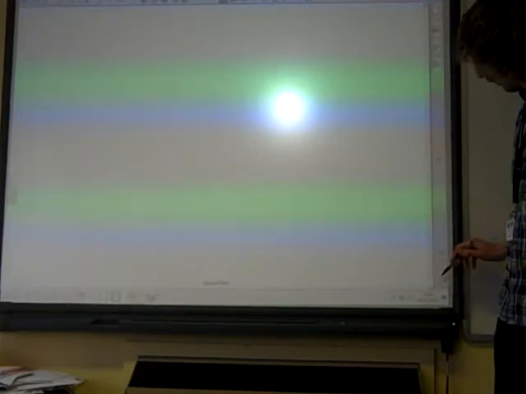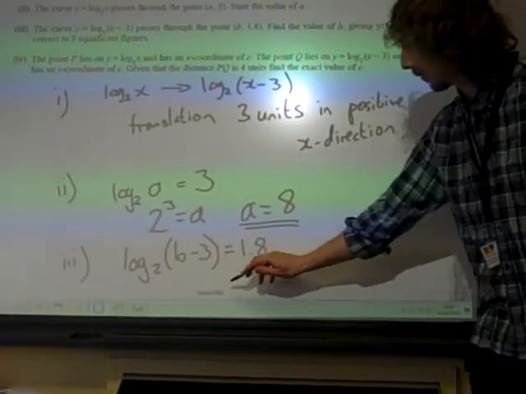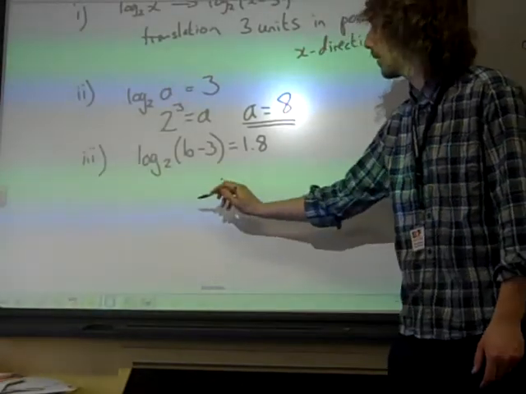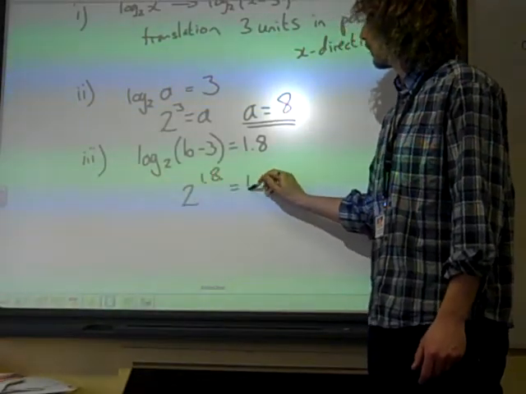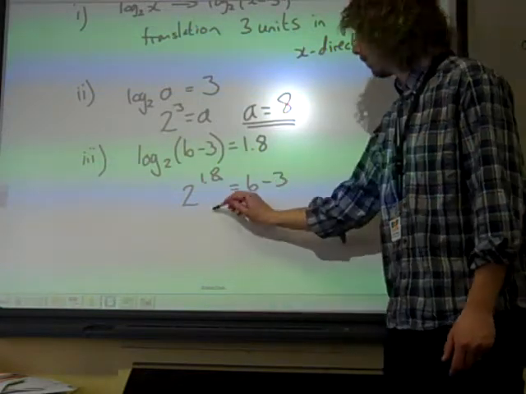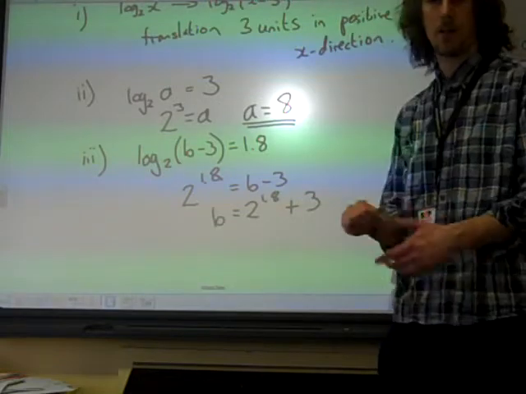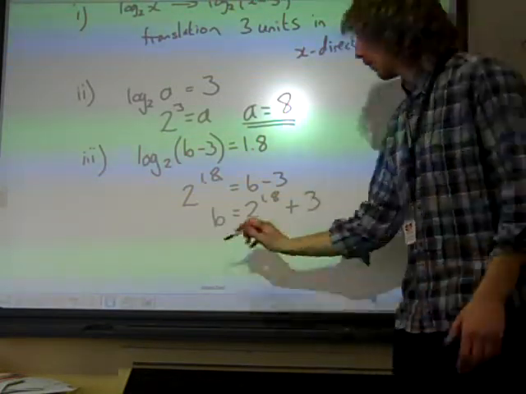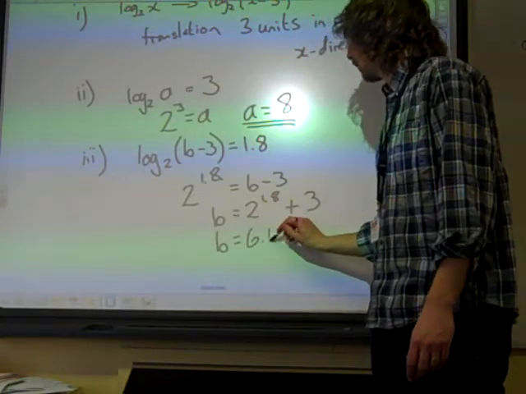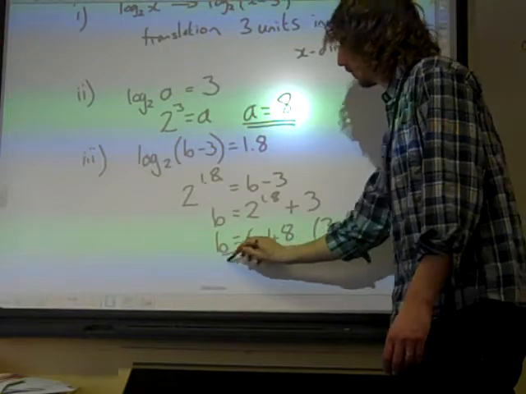So we're going to apply the same step to that. We're going to say that 2 to the 1.8 equals b minus 3. So b is 2 to the 1.8 plus 3. Dive to the calculator, and your calculator should say 6.48 to 3 significant figures.